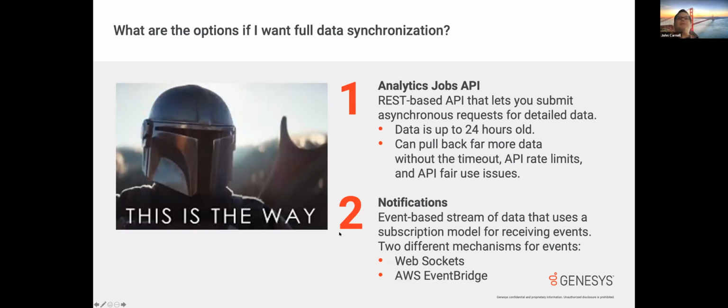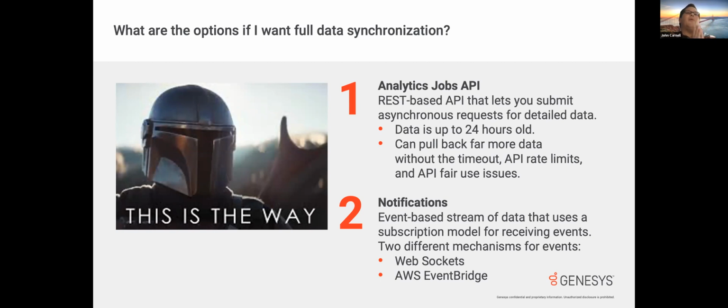So what are my two options? Well, there are a couple of different options. The first one is a subset of the details API called the Analytics Jobs API. The Analytics Jobs API will allow you to pull back large amounts of data over a period of weeks, but it's going to be 24 hours old. It's not near time. It's not the most up-to-date data, but you can pull back far more data without the timeout, API rate limits and fair usage issues you would typically run into if you were using the details API directly.